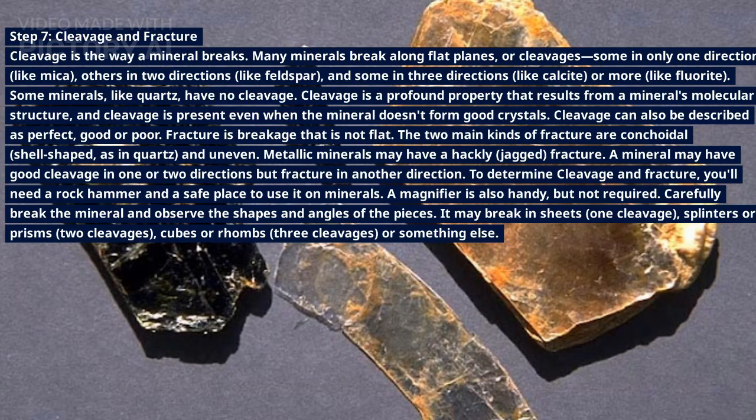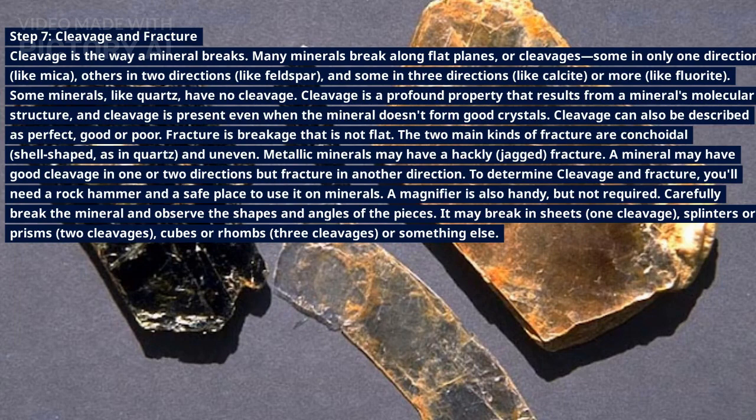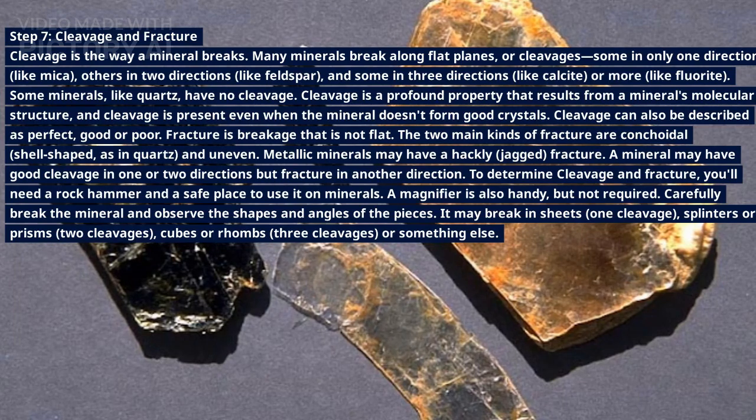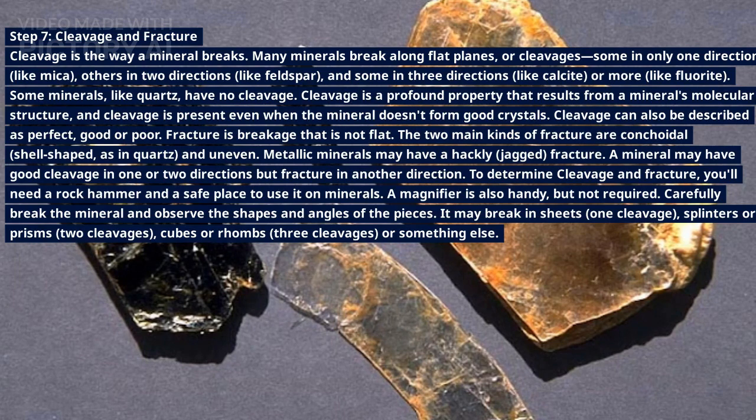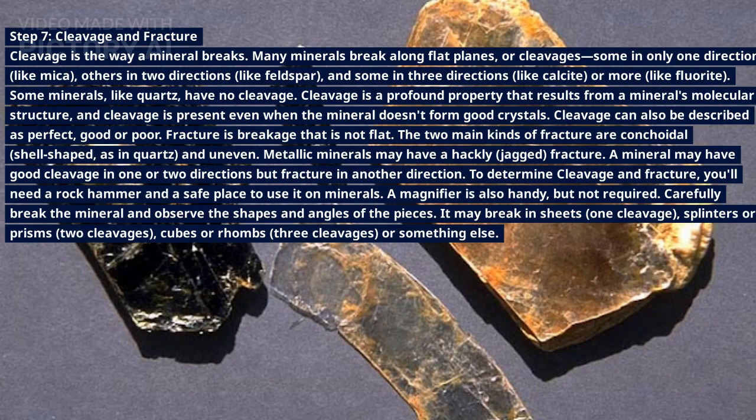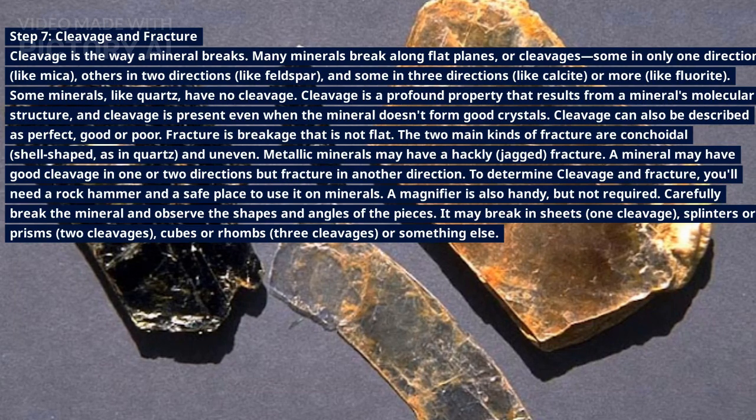Cleavage is a profound property that results from a mineral's molecular structure, and cleavage is present even when the mineral doesn't form good crystals. Cleavage can also be described as perfect, good, or poor. Fracture is breakage that is not flat. The 2 main kinds of fracture are conchoidal, shell-shaped, as in quartz, and uneven. Metallic minerals may have a hackly, jagged, fracture. A mineral may have good cleavage in 1 or 2 directions but fracture in another direction.